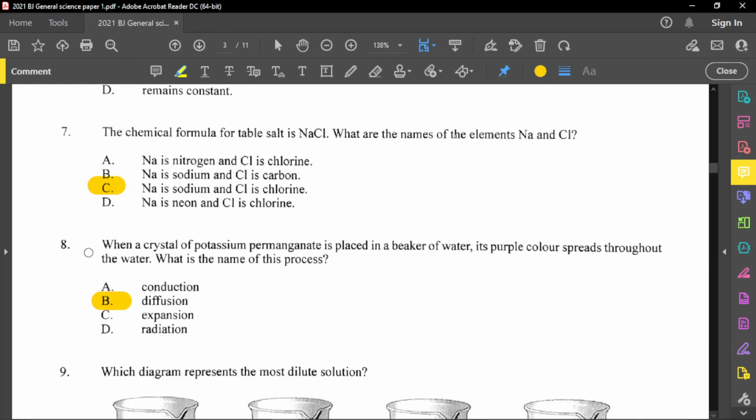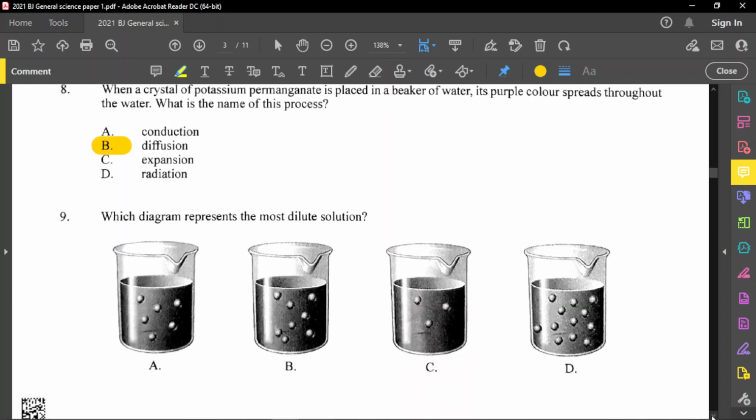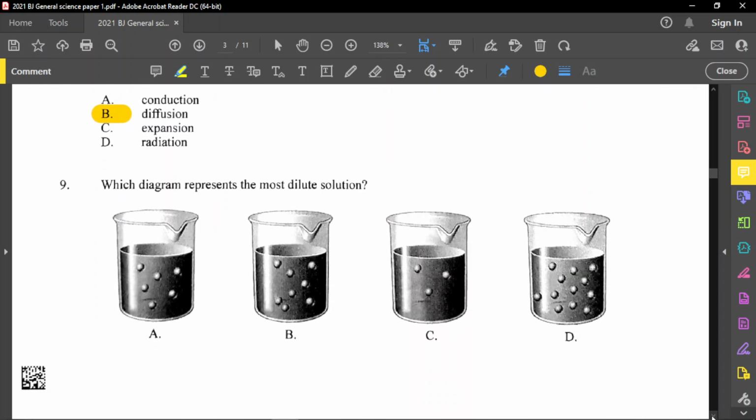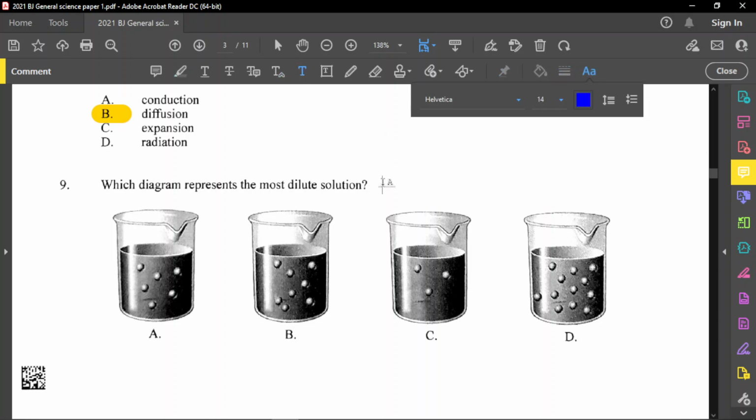All right, let's look at question number 9. Question number 9 is: which diagram represents the most dilute solution? Before you answer this, I know that most of you will remember exactly what a solution is. A solution is a combination of a solute and a solvent. So once you have a solute and a solvent together, solute and solvent gives solution. All right, now, solvent is what is dissolving the solute.